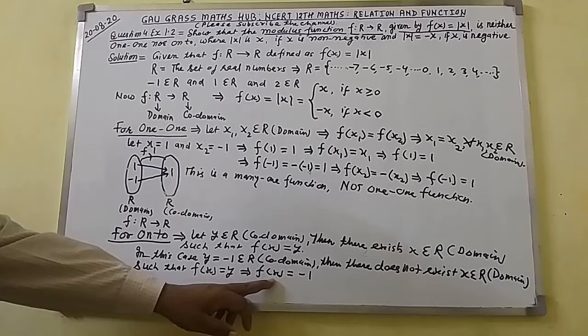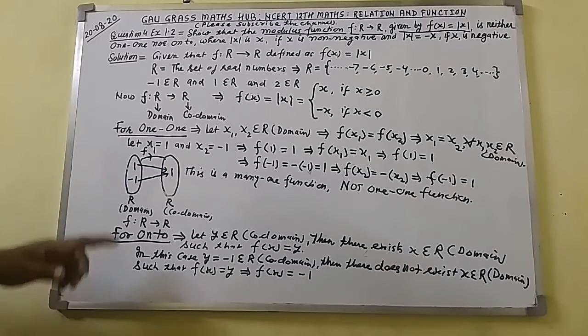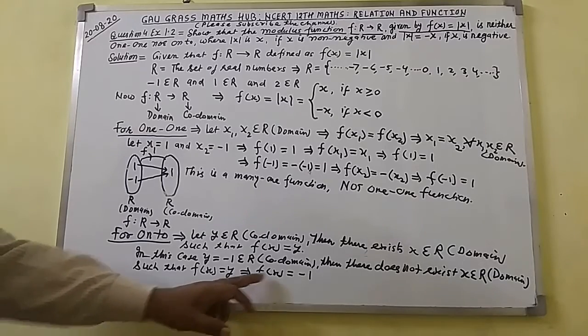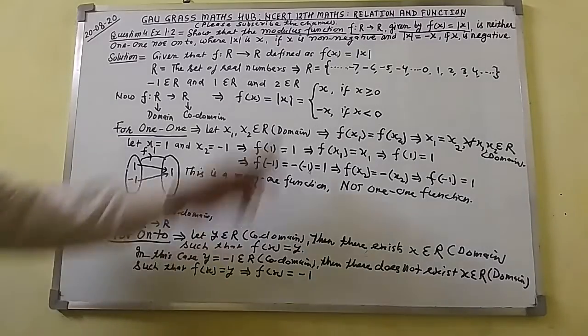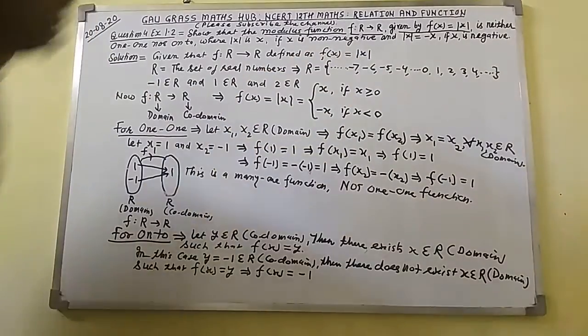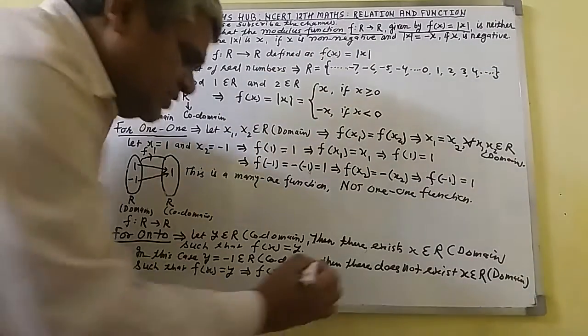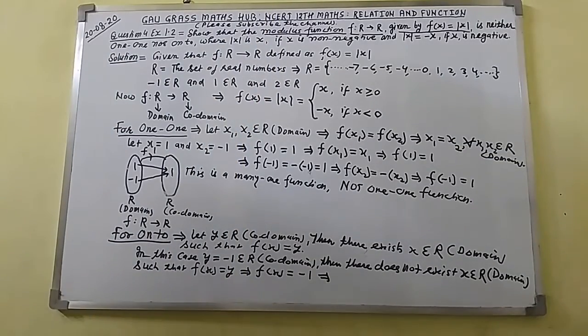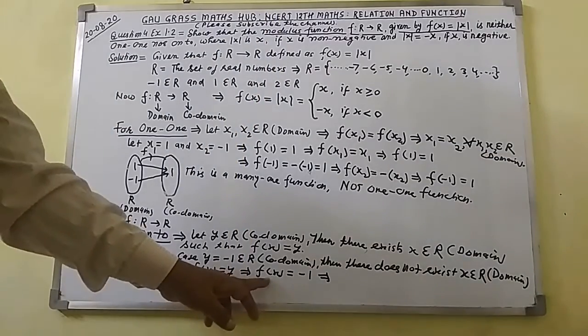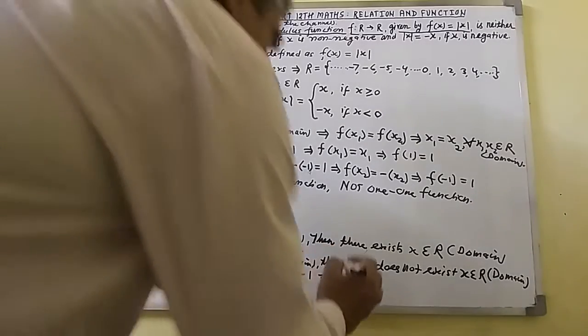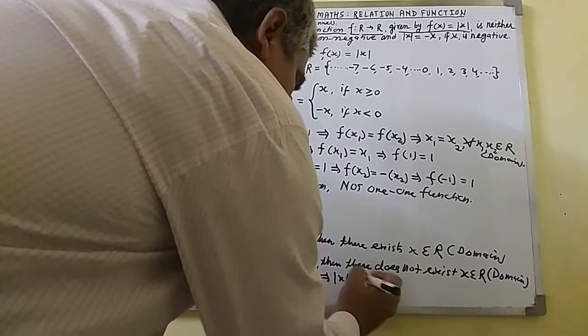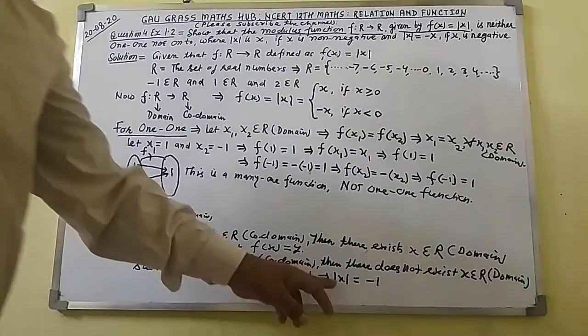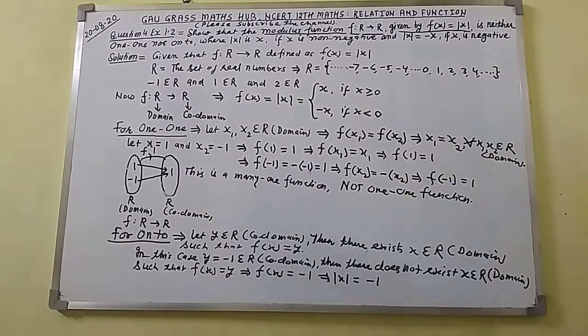Or here x is an element of domain. Then define f(x). The value of f(x) you will take from this place. So here in place of f(x), I can very well write mod x. Mod x equal to -1. So here you have got mod x equal to -1.